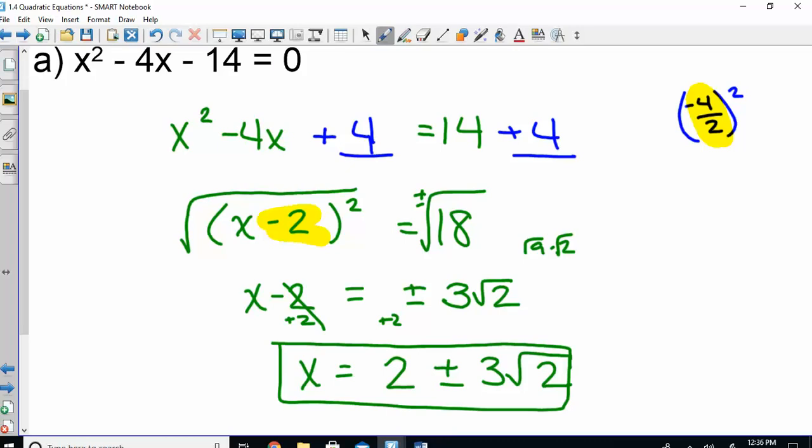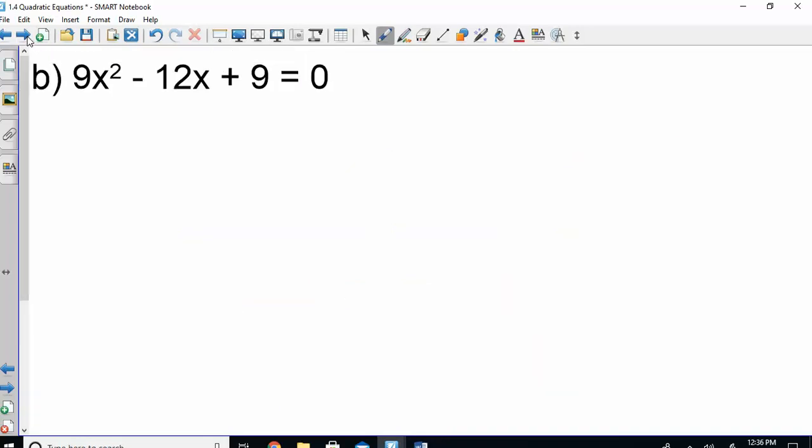Let's do another one. I think I'm going to do this one first. First step, we have to have a 1x squared, which we did. What's the second step?